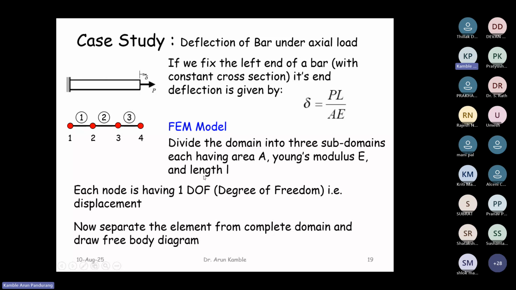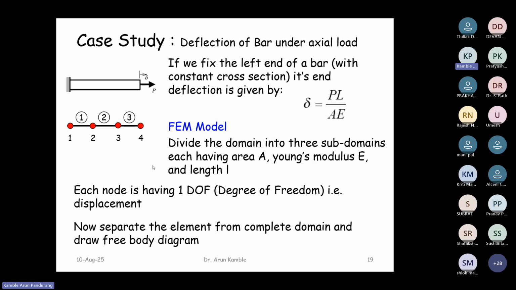The first step is to divide the domain into three subdomains. You can use many elements, but since this is a simple problem, three is enough. Each subdomain has area A, Young's modulus E, and length L. Each node has 1 degree of freedom, that is a displacement.